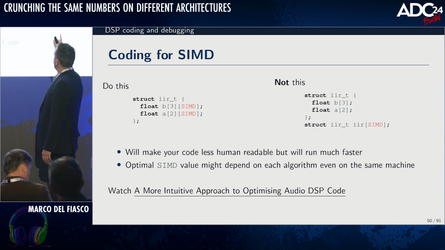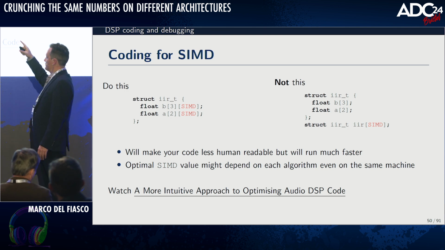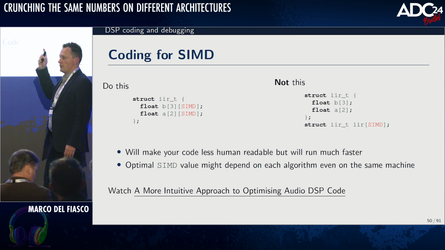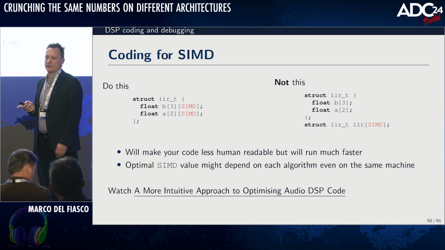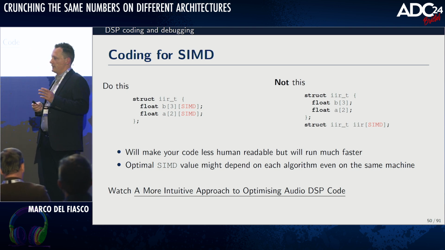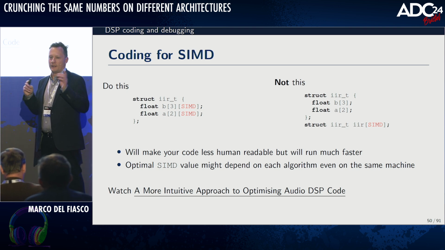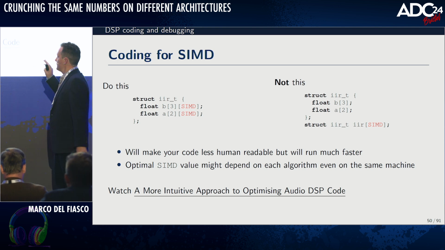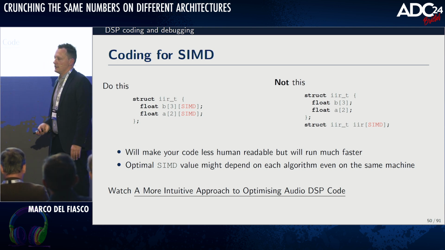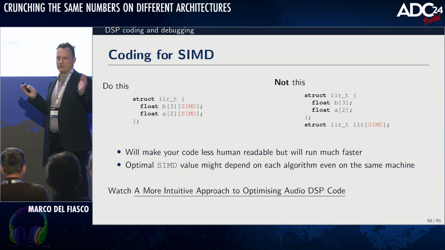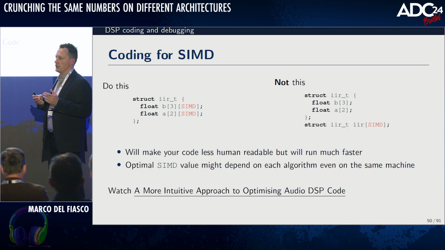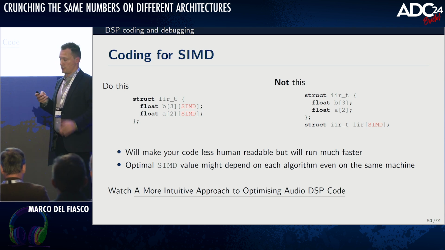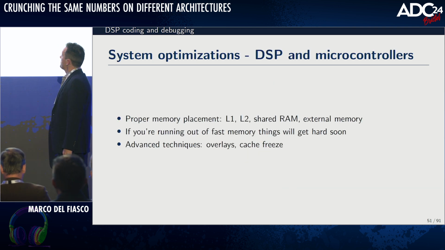One thing to note about this SIMD: in my case it was a macro, so the optimal value might depend on your algorithm. It's not 2 just because the CPU is capable of 2-way SIMD. Please keep this as a macro and experiment, running the algorithm with different values, because it might change depending on the structure of the algorithm itself.